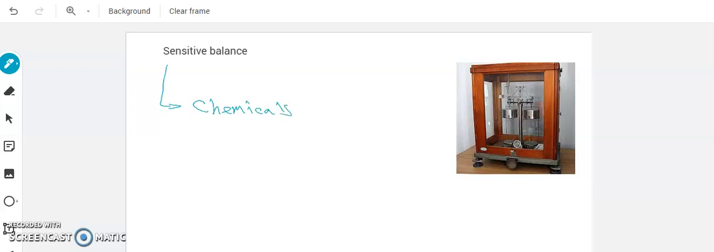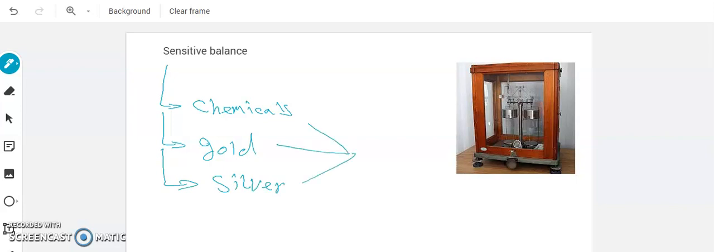So we measure the chemicals, we measure the gold, silver, because we are dealing with these materials in small units. That's about the measuring tools.